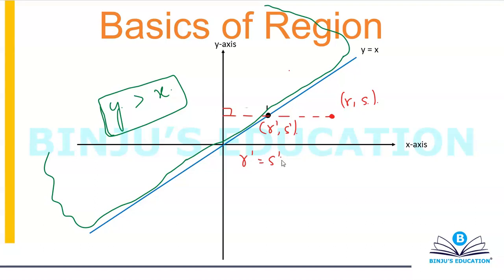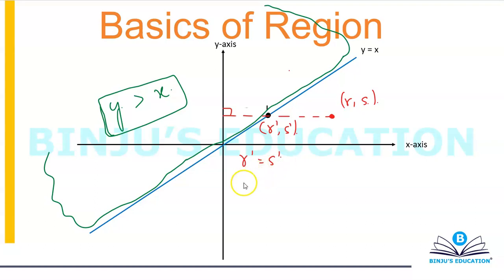Now if you want to go from r dash comma s dash to r comma s, you have to move towards your right. And if you are going right, can I say your y coordinate will not change? Because whenever you go left or right, your y doesn't change.